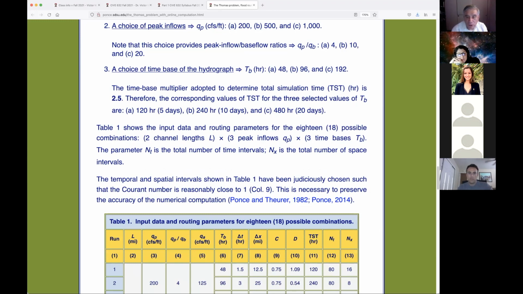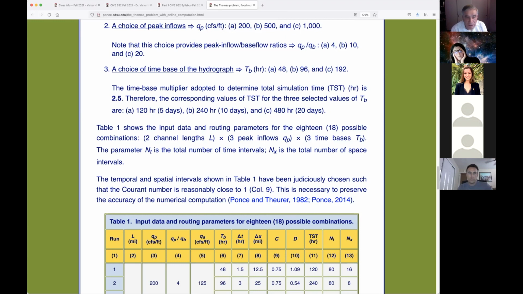So to determine total simulation is 2.5. We figured that was enough to route the hydrograph to see the downstream flow and not to cut it in the middle. So we put 2.5 in there. We could have put 3 also, 3.5, but 2.5 sounded like a very good number for this.